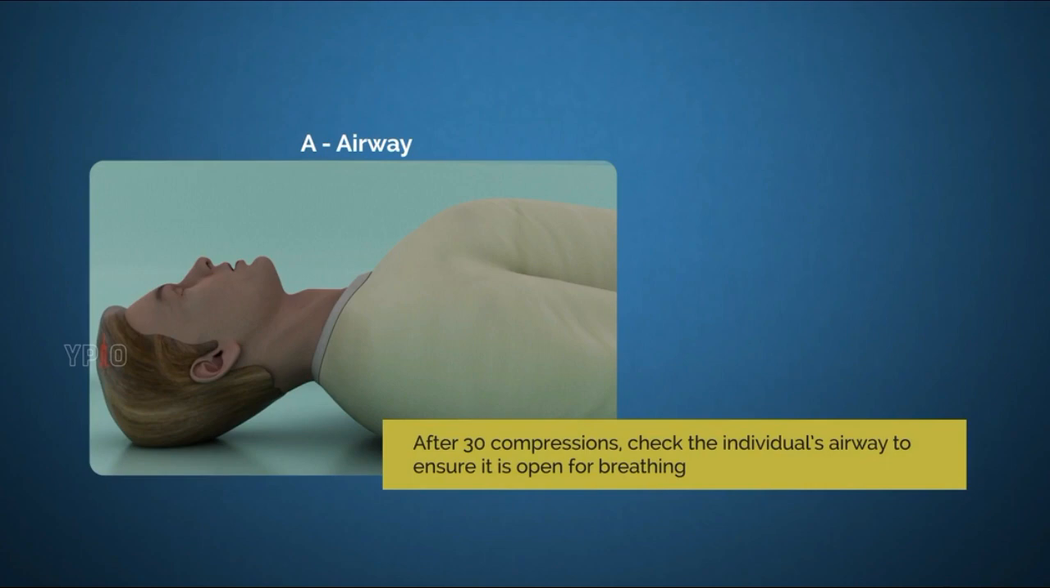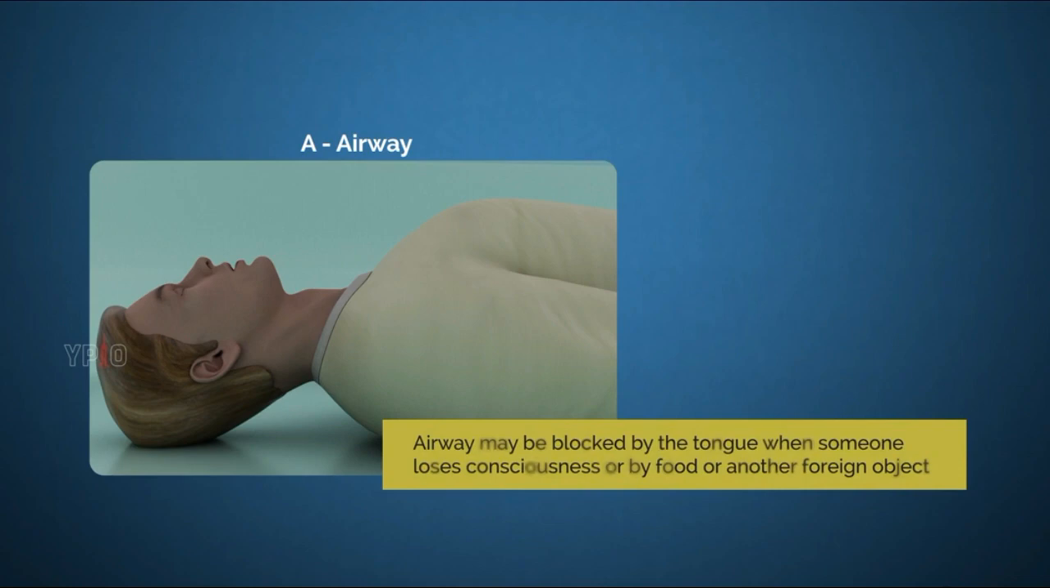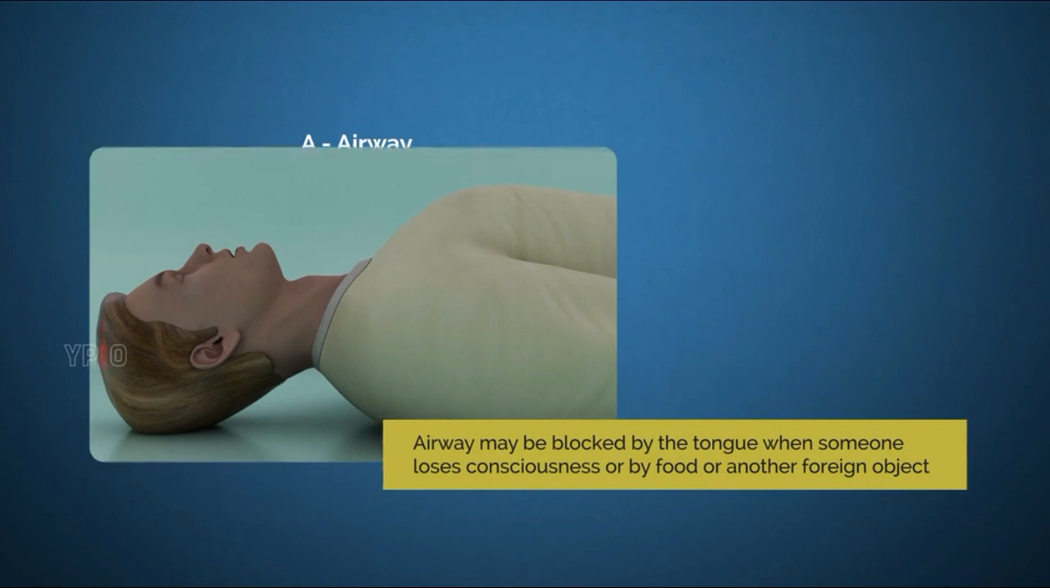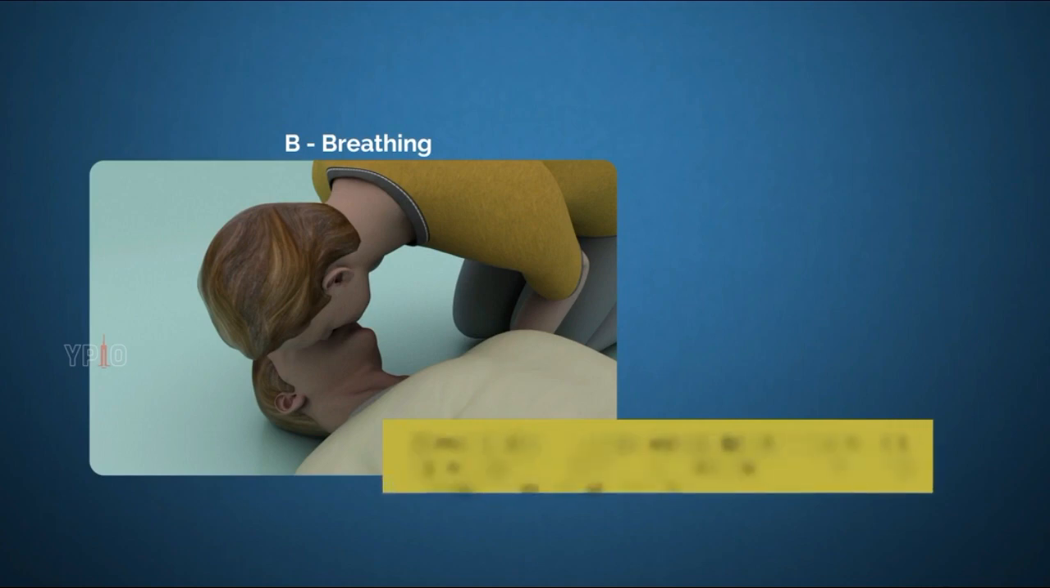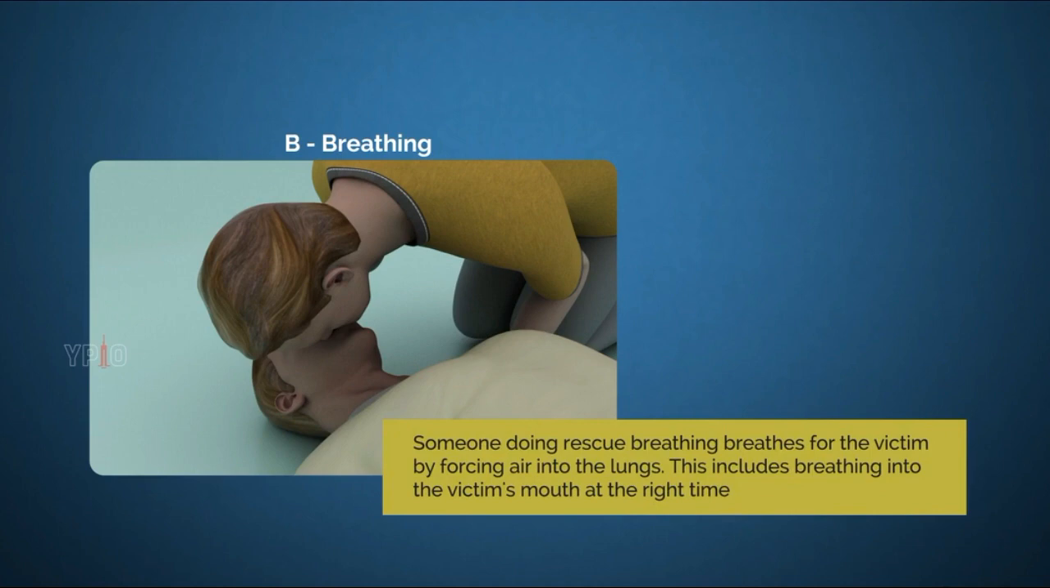A is for airway. After 30 compressions, check the individual's airway to ensure it is open for breathing. The airway may be blocked by the tongue when someone loses consciousness or by food or some other foreign object. B is for breathing. Rescue breathing begins after 30 compressions when the airway is open. Someone doing rescue breathing breathes for the victim by forcing air into their lungs. This includes breathing into the victim's mouth at the right time and checking for signs of life.